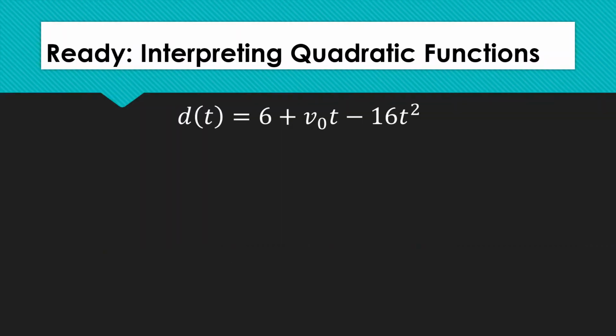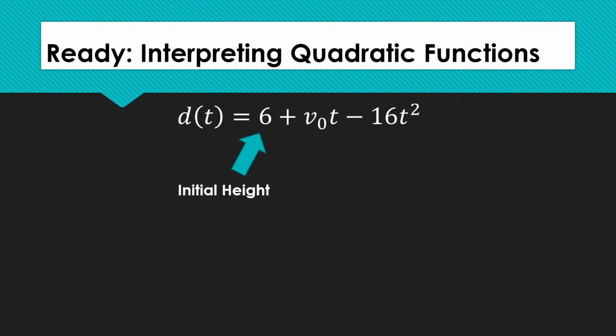In the Ready section, you're being asked to interpret the quadratic expressions and functions. In this example, we're given the following function, which represents a ball being thrown vertically upward at an initial velocity of v sub o in feet per second and rises a distance of d feet in t seconds.